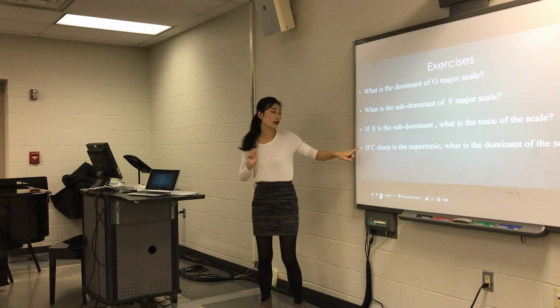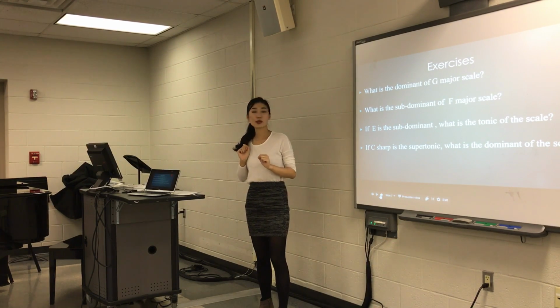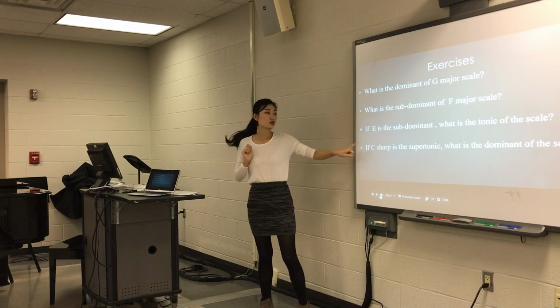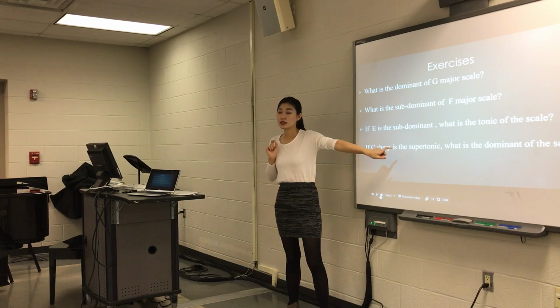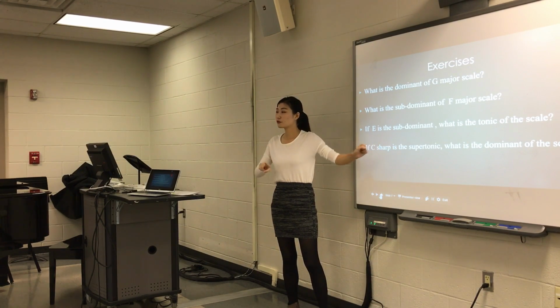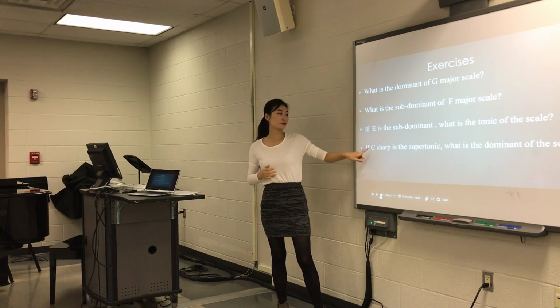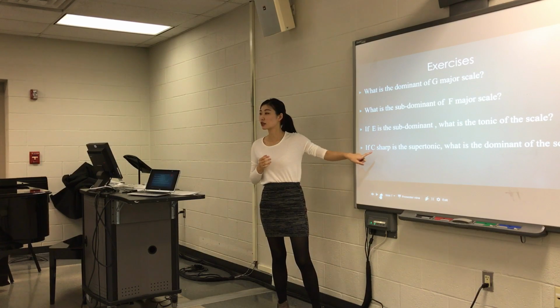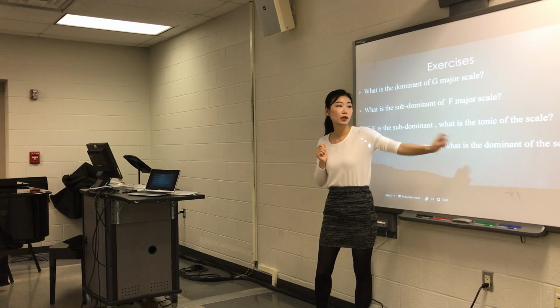Very good. Next one. If C sharp is the supertonic, what is the dominant of the scale? And supertonic, again, super means above tonic. So it's the second one, right? And let's think about the C major scale. From the first note to the second note, it's a whole step. So if we go back, build a whole step down from C sharp, what is the tonic? B. B, very good. And in B major, what is the dominant of the scale?